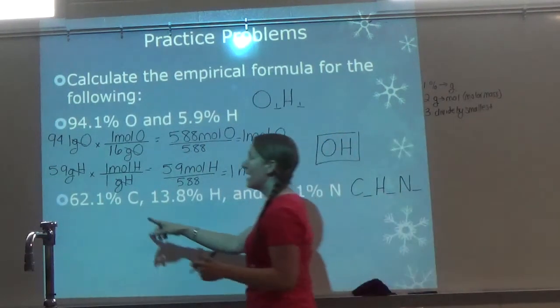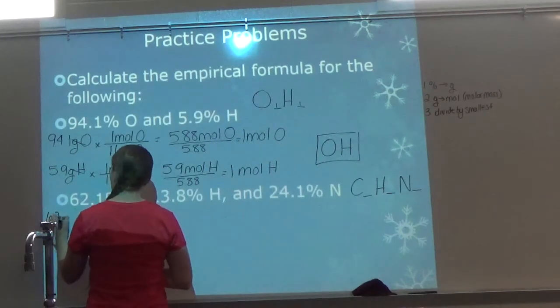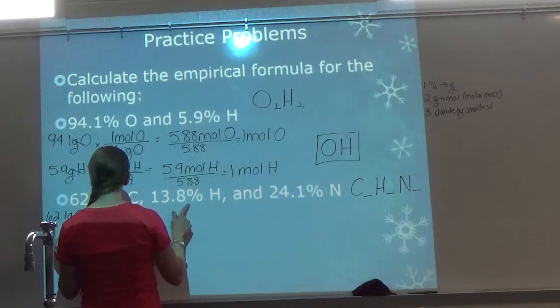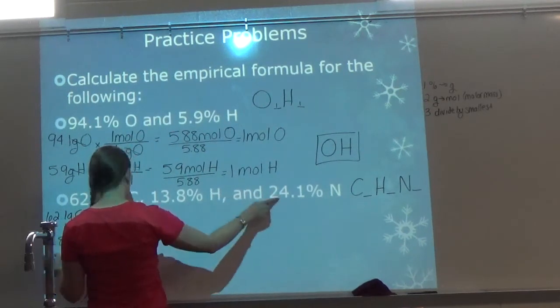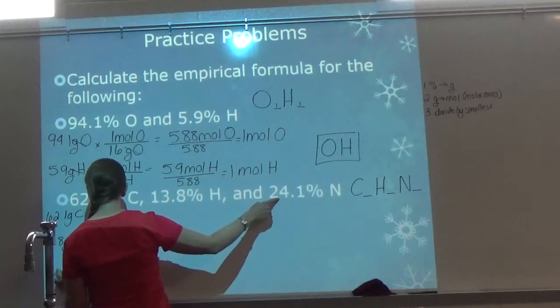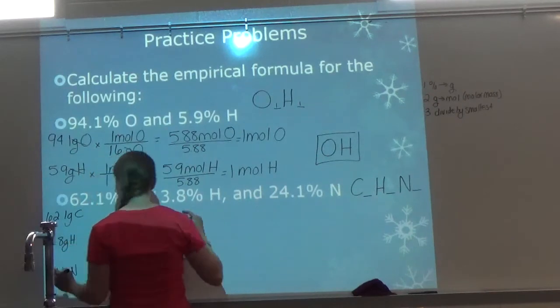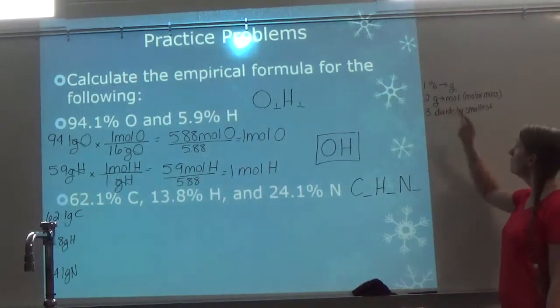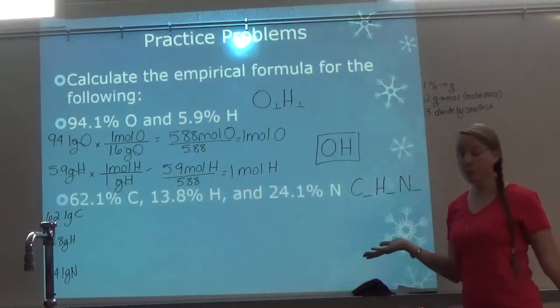All right, so I have 62.1 grams of carbon, 13.8 grams of hydrogen, and 24.1 grams of nitrogen. If all else fails, you should be able to do step 1. All right, step 2 is convert from grams to moles using molar mass.